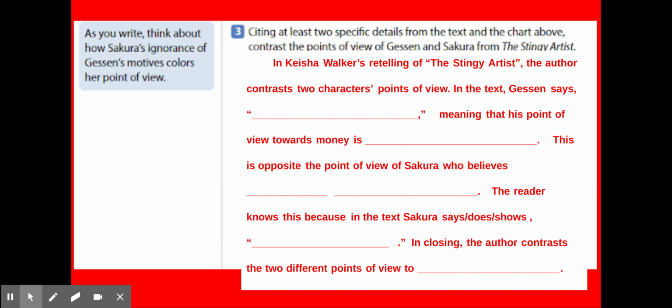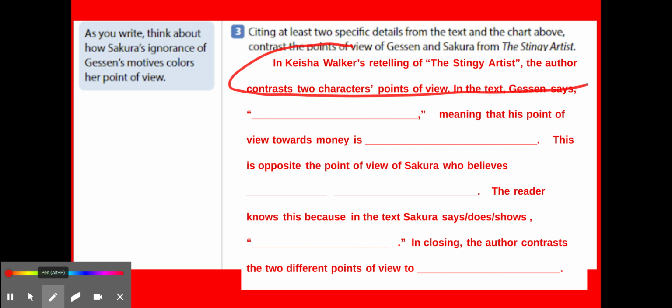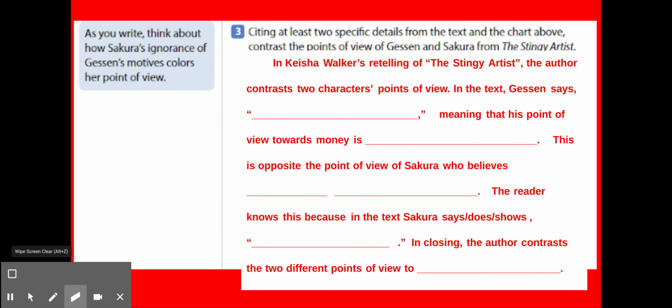Okay. So we've got, and you're going to write this. If it's in red, you are writing it, and you're writing it right there in the blanks. And now, if you notice, I've left stuff blank. That means it's your job to fill in that stuff. Okay. In Keisha Walker's retelling of The Stingy Artist, the author contrasts two characters' point of view. That's me using the R to restate my prompt. I got all my information from right up here, all of it. So now I have in the text, because remember, my answer for this is going to be citing details to show their points of view and how they're different.